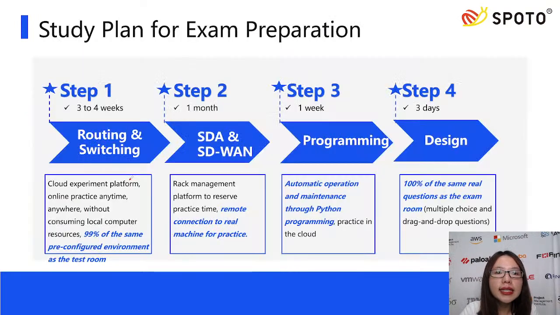Okay. So this is our study plan for everyone to pass the EI Lab exam at one time. As the CCIE Lab has 2 modules, we deliver lab service and the learning material in stages. The first stage, we will send routing and switching rack and the learning and solution. The learning cycle is 3 to 4 weeks. Through routing and switching rack practice, no need to consume local computer. Practice anytime, anywhere.